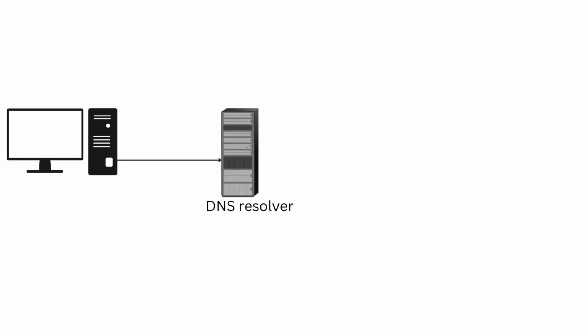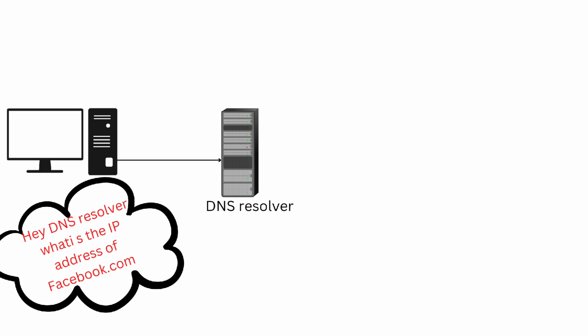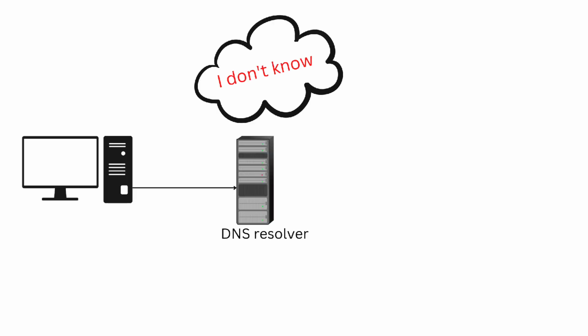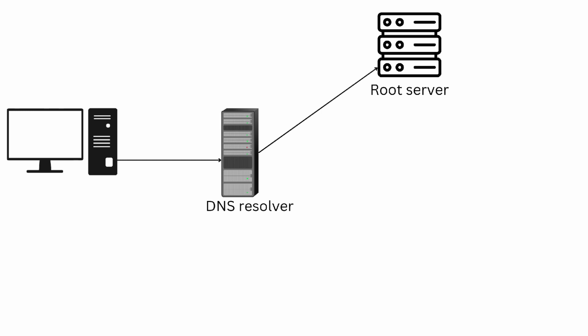So when you type in facebook.com in your web browser, and if your web browser or operating system can't find the IP address in its own cache memory, it will send the query to the next level, what is called the resolver server. The resolver server is basically your ISP, or internet service provider. So when the resolver receives the query, it will check its own cache memory to find the IP address for facebook.com, and if it can't find it, it will send the query to the next level, which is the root server.